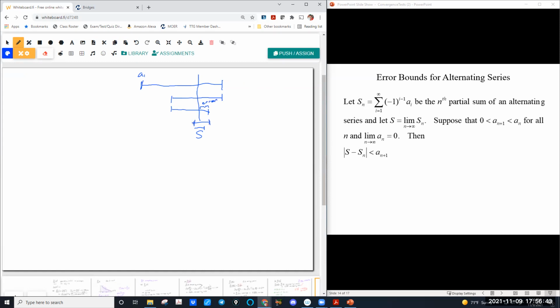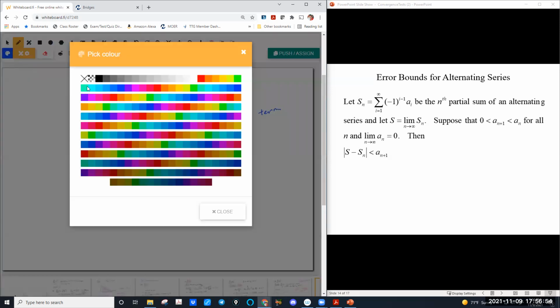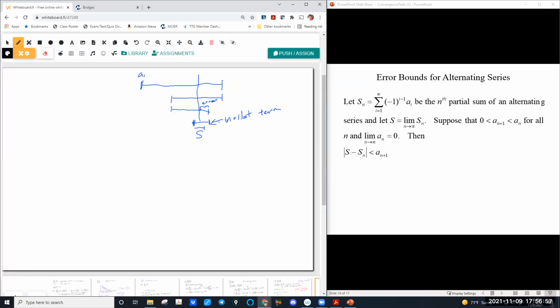This here, that is the n plus first term. And let me see if I can make this real obvious. We can see that our error is less than our n plus first term. Now, the reason that this is useful is when we have an alternating series, it makes it very easy to figure out how many terms we need to use to get within a certain tolerance. And I'll show you how to do that.